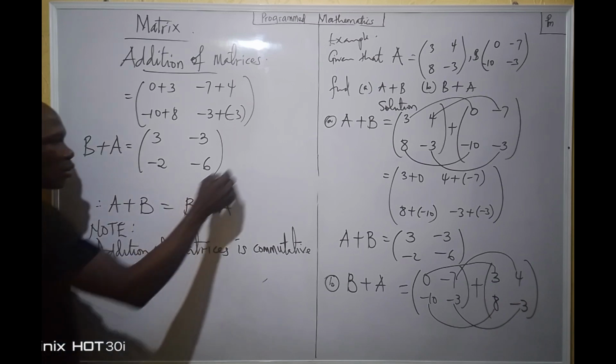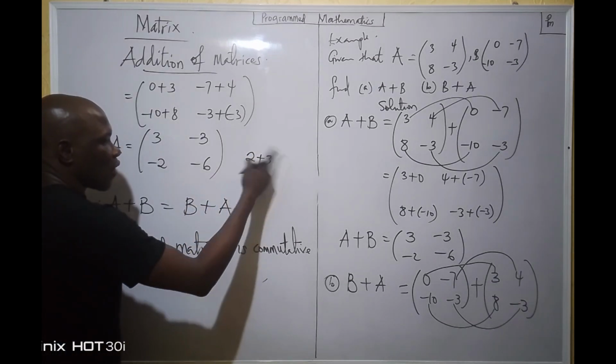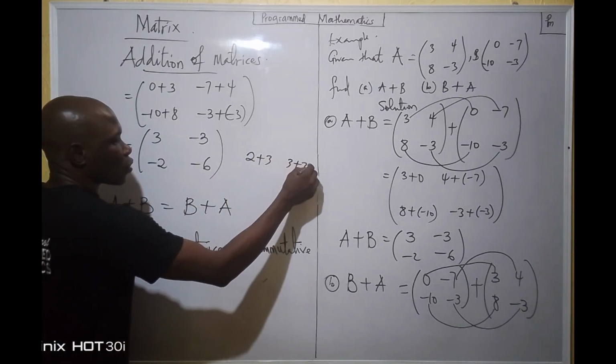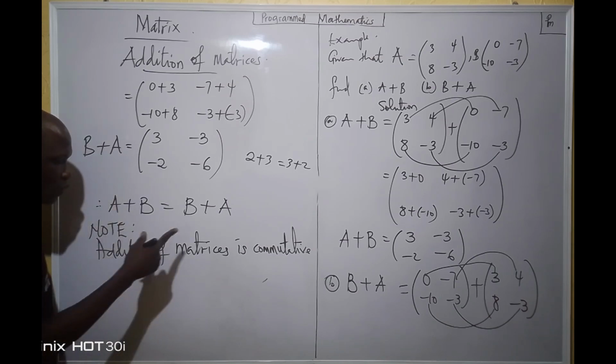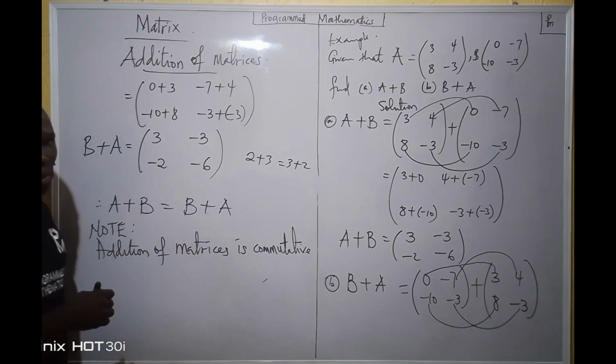For instance, if I say 2 plus 3, and I reverse this and write 3 plus 2, both of them will still give me the same result. So addition is generally commutative. Commutativity is one of the properties of matrices, and you are gradually getting to see the properties. So addition of matrices is commutative.